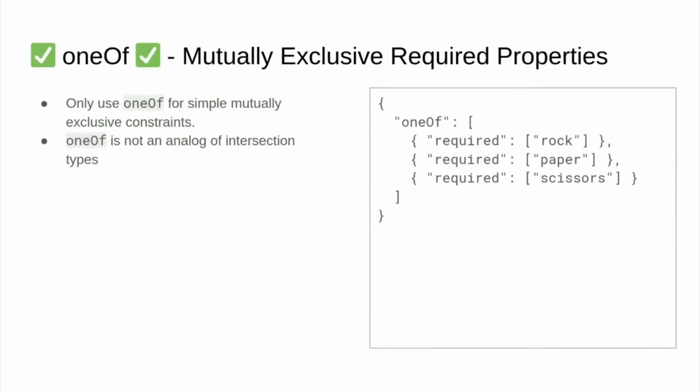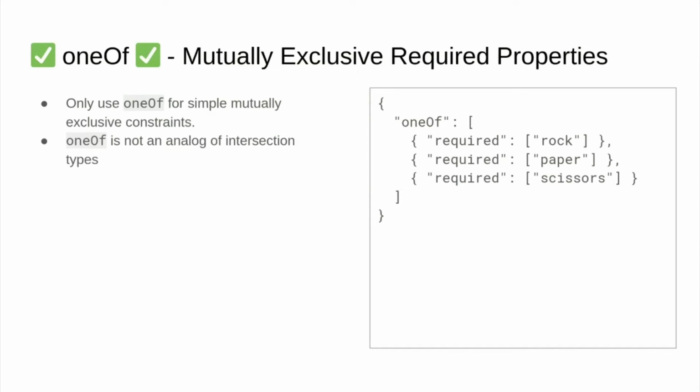After spending all that time on why you should avoid oneOf, it's only fair we also cover a good pattern for using oneOf. The only good use of oneOf I can think of is for describing mutually exclusive required properties, but it should be fine for any simple mutually exclusive constraint.